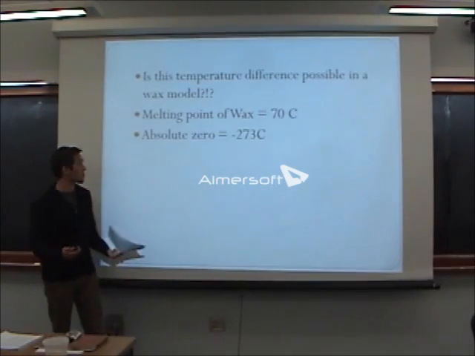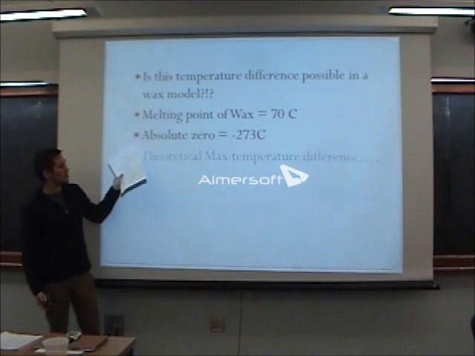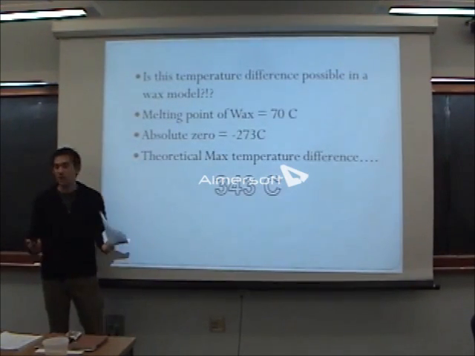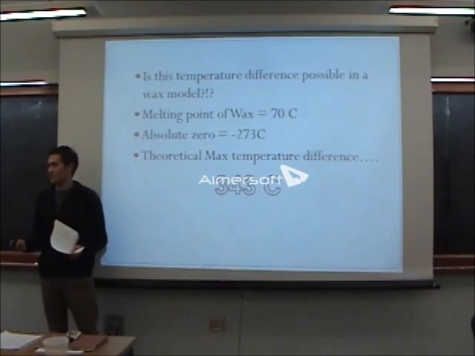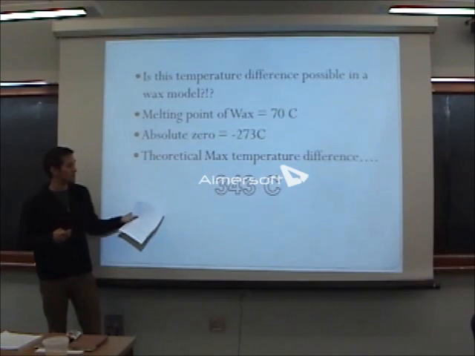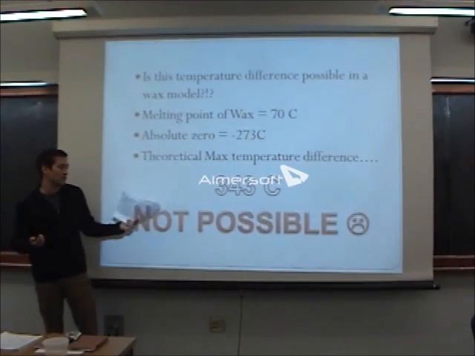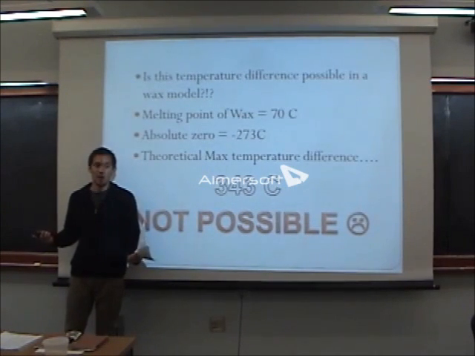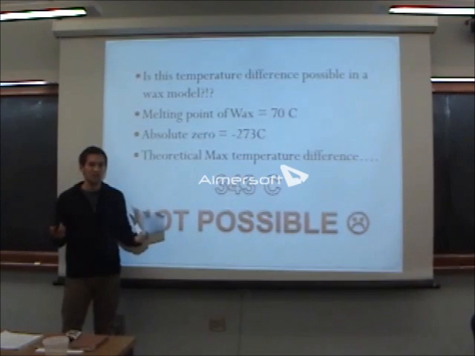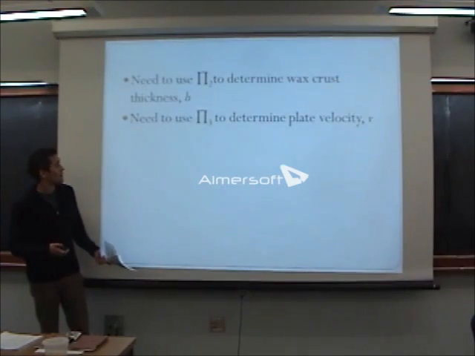So absolute zero, 0 Kelvin. That's the coldest we can get. So the largest theoretical maximum temperature difference we could get is 343 degrees Celsius. But in order to model real life using wax, we would need 430. So based off this analysis, you're thinking, well, it's not possible. The temperature difference required cannot be achieved currently.